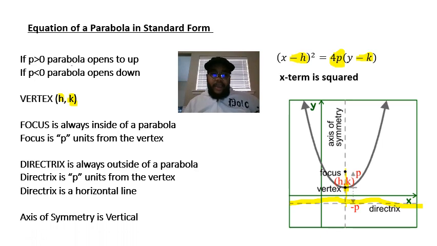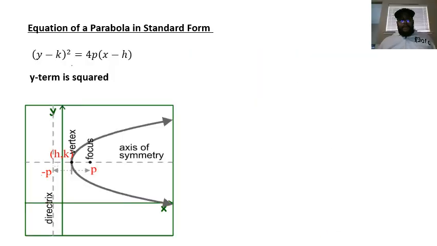Now let's look at the axis of symmetry. For a vertical parabola, it's going to be a vertical axis of symmetry. Vertical lines are x equals something, and it's basically just going to be x equals h. And that's it. And that's it for the intro.